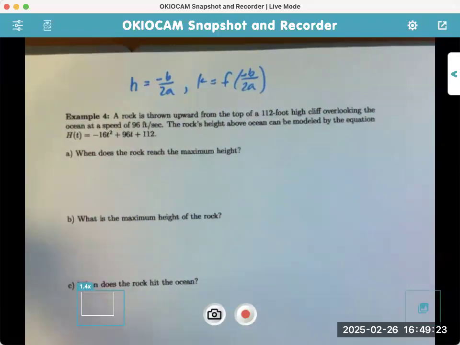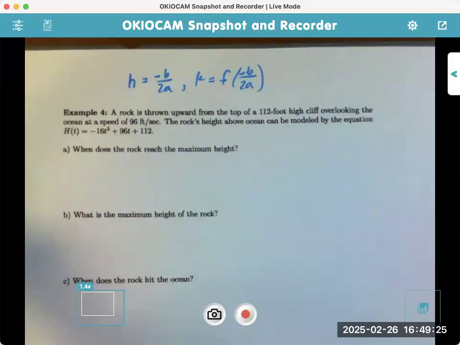Okay, so a rock is thrown upward from the top of a 112-foot high cliff overlooking the ocean at a speed of 96 feet per second. The rock's height above the ocean can be modeled by the equation h of t equals negative 16t squared minus 96t plus 112. So 3 sub-questions here. When does the rock reach its max height? What is the max height of the rock? And when does the rock hit the ocean?